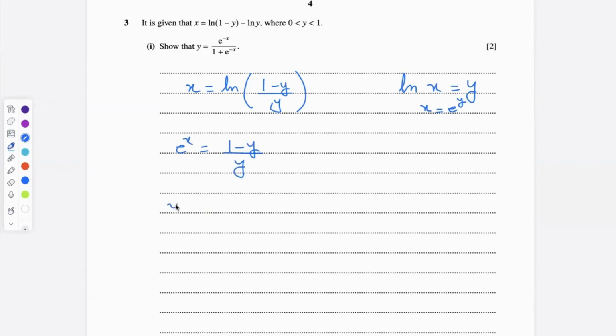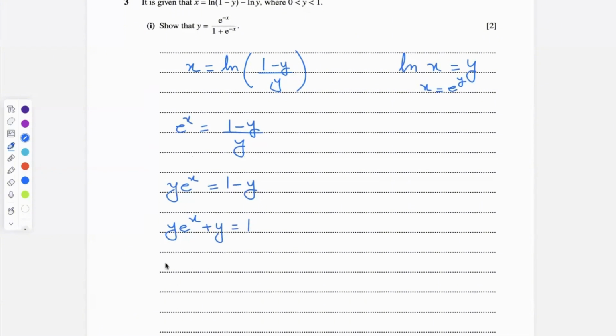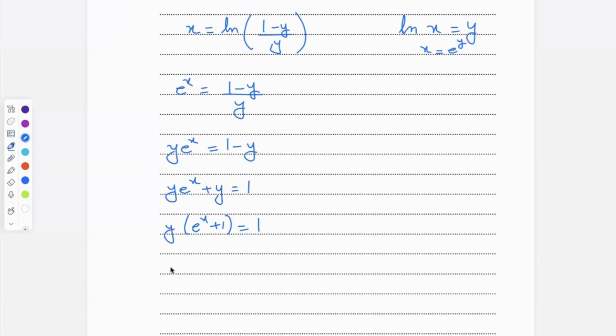So first we'll cross multiply. This will become y into e power x is equal to 1 minus y. Taking y on the left hand side, we'll get y into e power x plus y equals 1. Taking y common, we'll get y times e power x plus 1 is equal to 1. And finally, we'll get y is equal to 1 upon e power x plus 1.